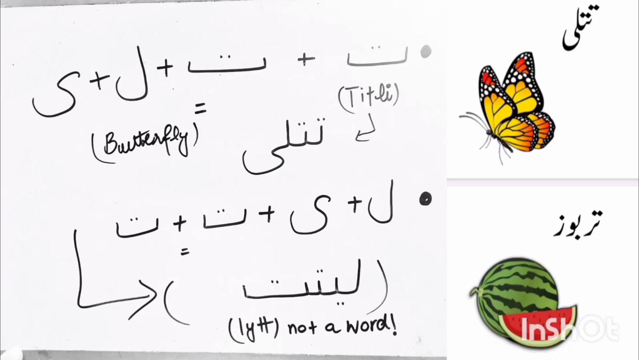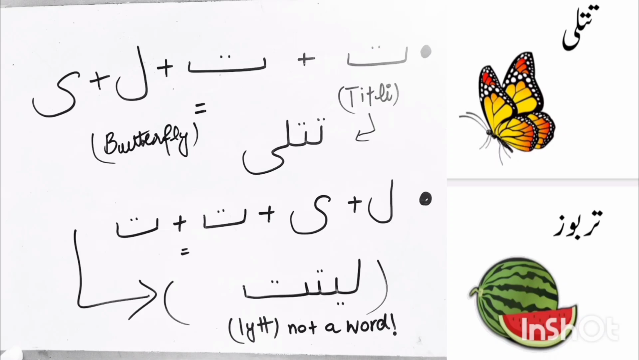Titli. Very good. And the second word I have written for the example is lam, choti ye, te and te. Now you can see that this choti ye is converted into ye with two dots. Letit is also not a word. It's just for the example that choti ye is converted into ye with the two dots. Titli and letit. Very good.